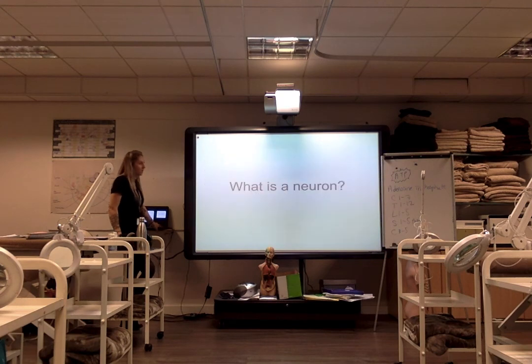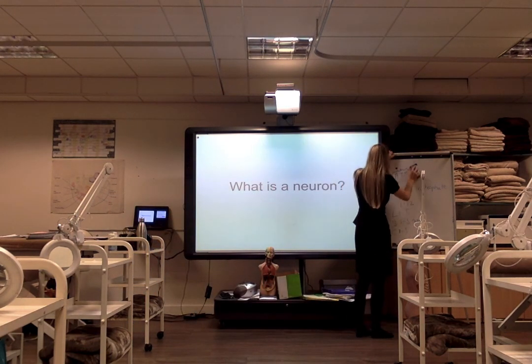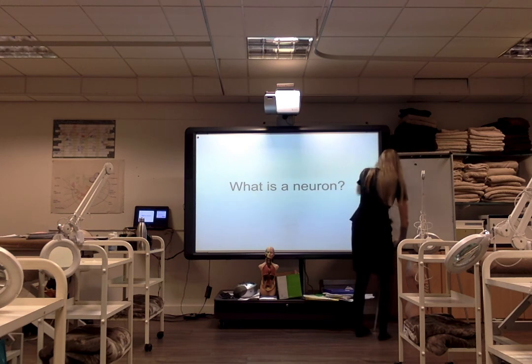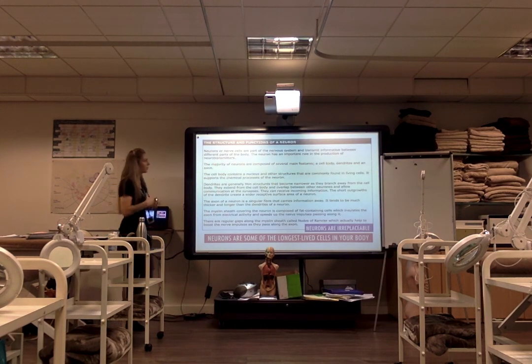So we're looking at the nervous system today. What is a neuron? A nerve cell, yes. A neuron is a nerve cell. This is the description from the VTCT website. Neurons or nerve cells are part of the nervous system and transmit information between different parts of the body.